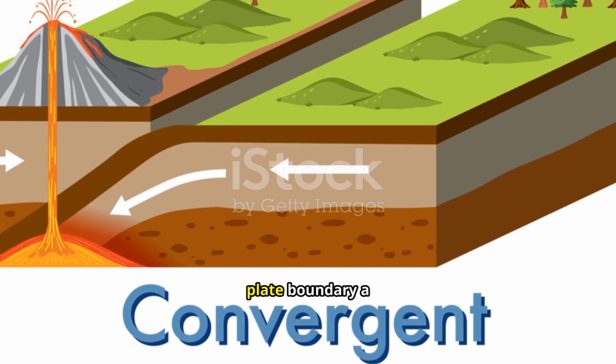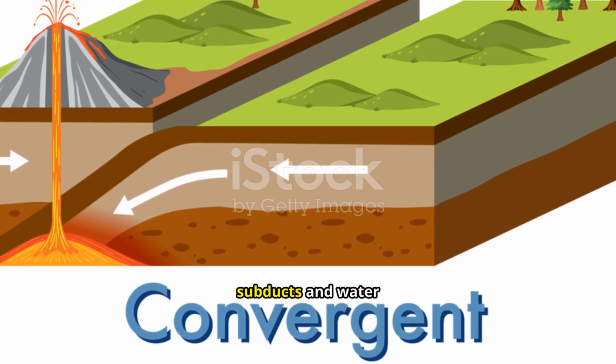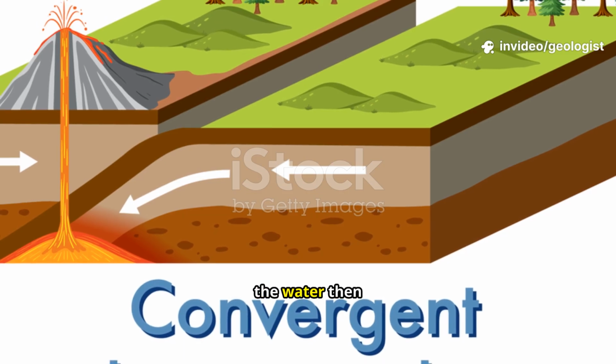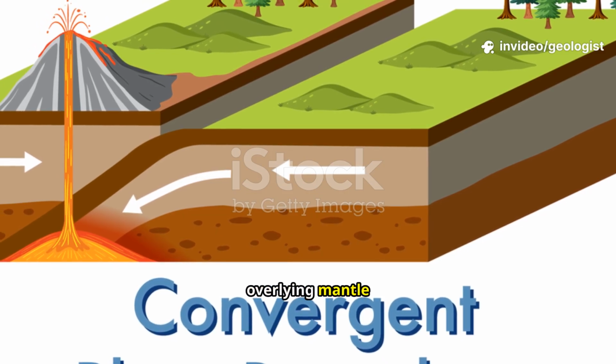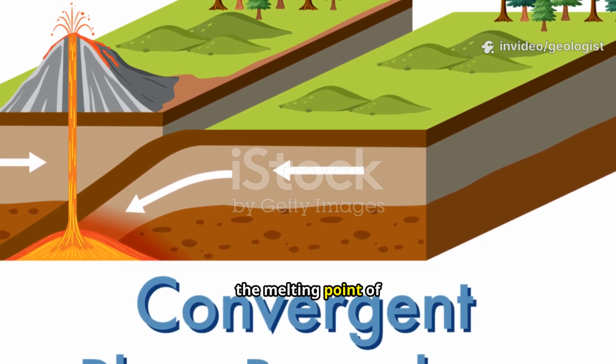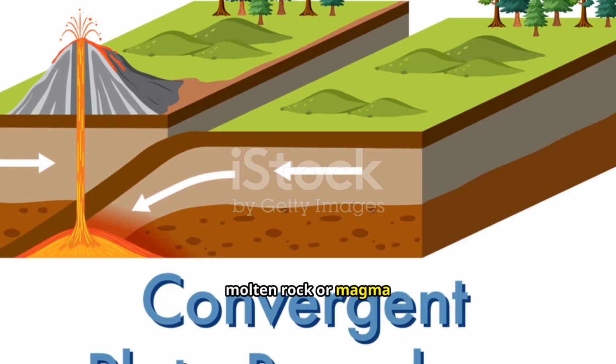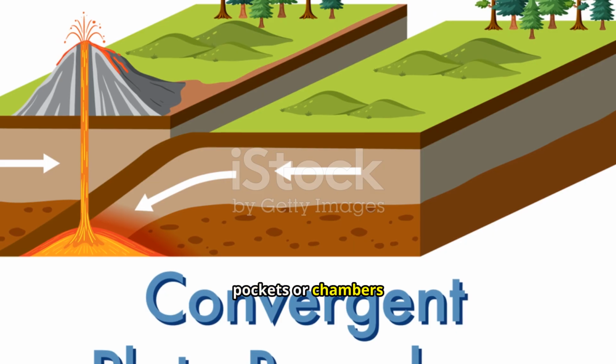Now at a converging plate boundary, an oceanic plate subducts, and water is squeezed from the subducting sediments and minerals. The water then migrates into the overlying mantle wedge, which lowers the melting point of the mantle rock, causing it to melt and form molten rock, or magma, which forms into pockets or chambers in the crust.